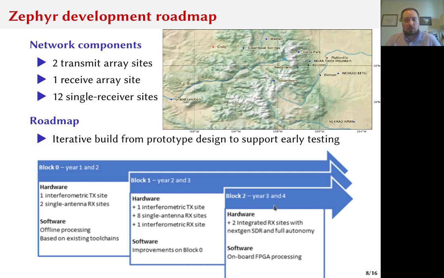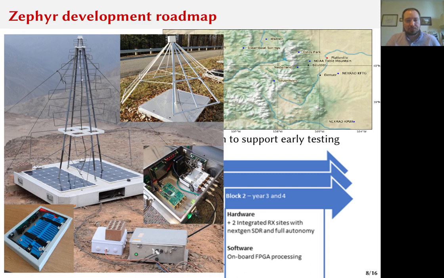And then block 2 is where we get into developing an integrated receiver unit, 2 of them actually, with a next-gen software-defined radio that can be fully autonomous and can be deployed to remote locations that are more off the grid. And for that, the software will require onboard FPGA processing to do the meteor detections, so that we don't have to transmit the full RF data.